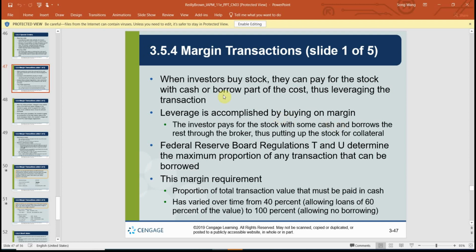Okay, so the margin transaction or margin trading is actually the topic of my PhD dissertation. So I will not let it go. So I have to lecture on it because of my own interest.